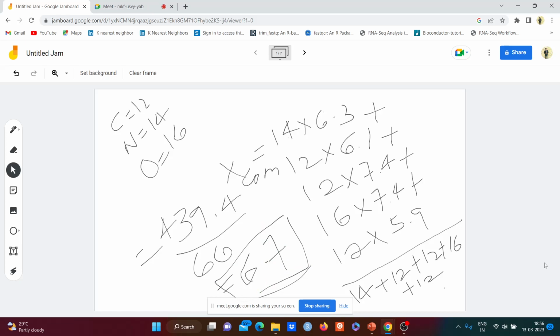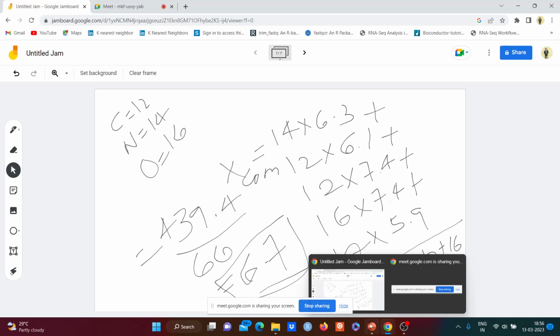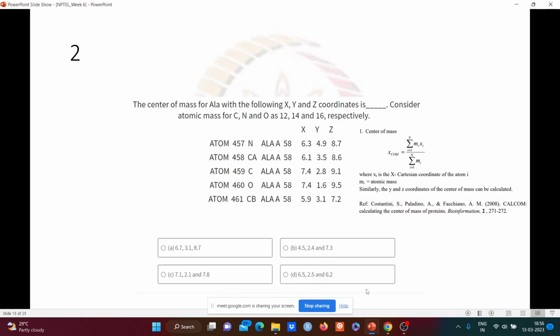So any doubts on how I got this? Similarly, you can apply the same to the y coordinates and z coordinates, and you can get those. Yeah, your answer is correct. Someone has mentioned the answer. Here the answer is E.